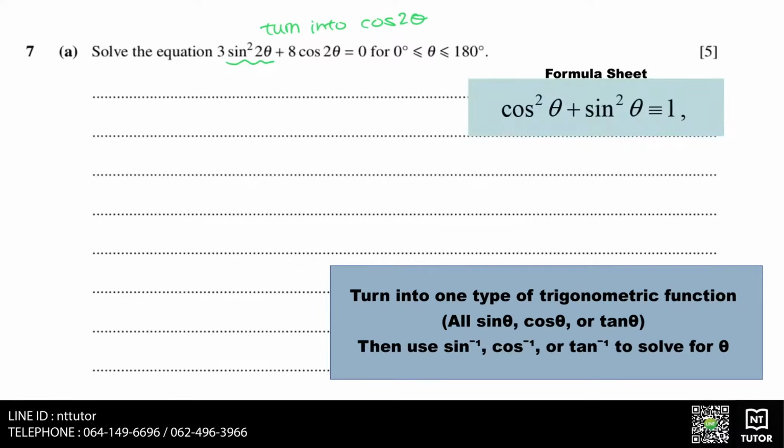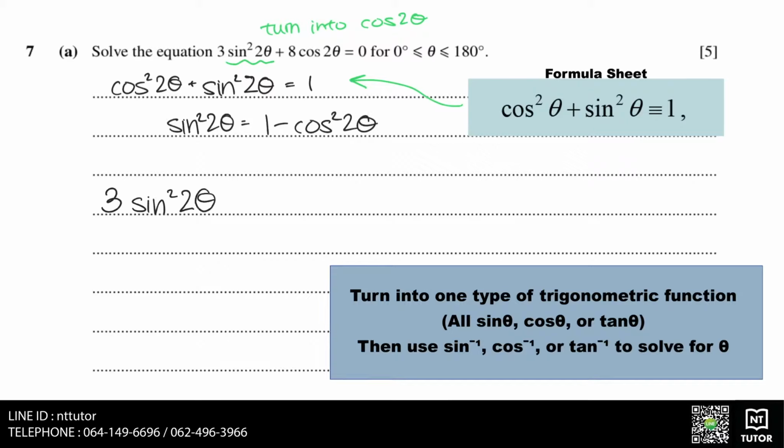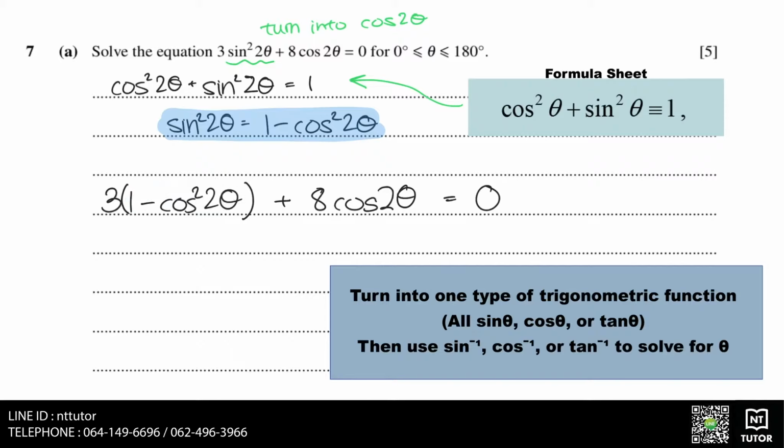From the formula sheet, we have cos squared theta plus sine squared theta equals 1. This means that cos squared 2 theta plus sine squared 2 theta must also equal 1, and therefore we can rearrange for sine squared 2 theta. And then we can use this to substitute it back into the equation that we want to solve in place of the sine squared 2 theta. And now we have everything in terms of cos squared 2 theta.